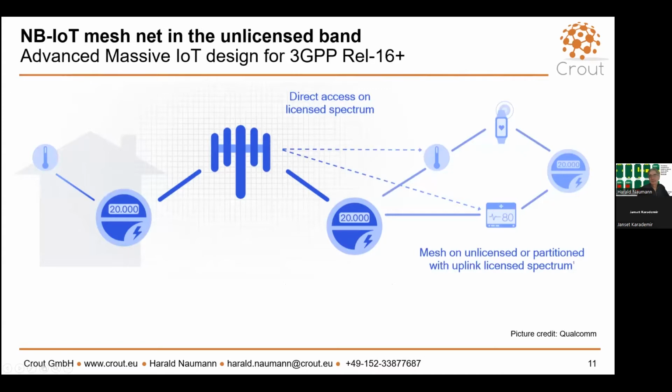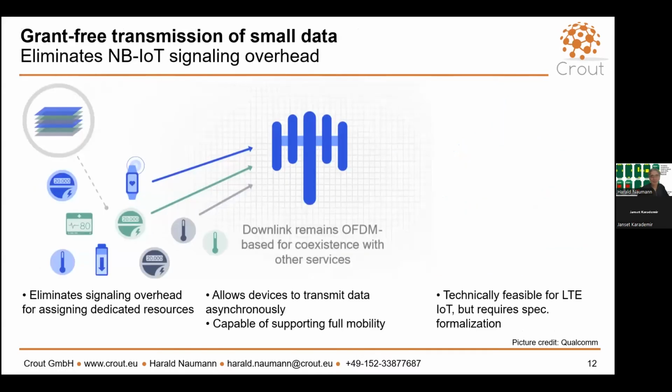That means data from a meter could jump to another meter before the data is forwarded to the base station, or a temperature sensor could communicate to the meter, and the meter will communicate to the base station. That means we don't need a direct connect to the base station, so there could be some hops in between. This is something that is promised for the future. Let's see what will happen.